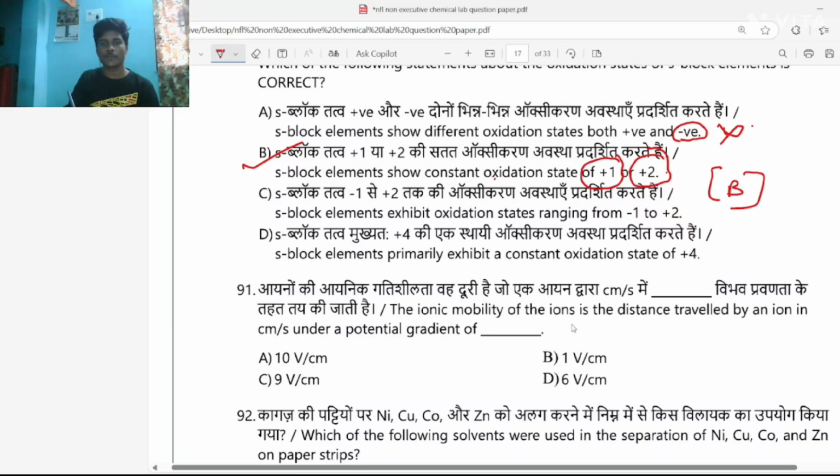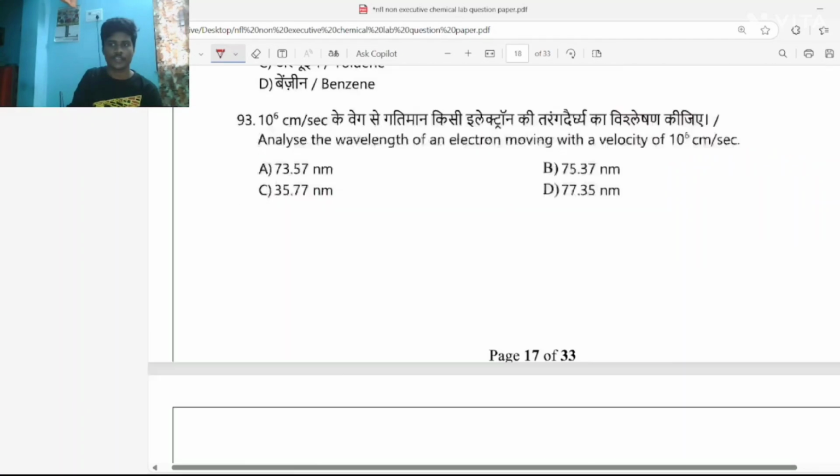Moving to the next question, 92. Which of the following solvents were used in the preparation of nickel, copper, cobalt and zinc on paper strips? Answer is option A, acetone, ethyl acetate and HCl. Option A is the correct answer.